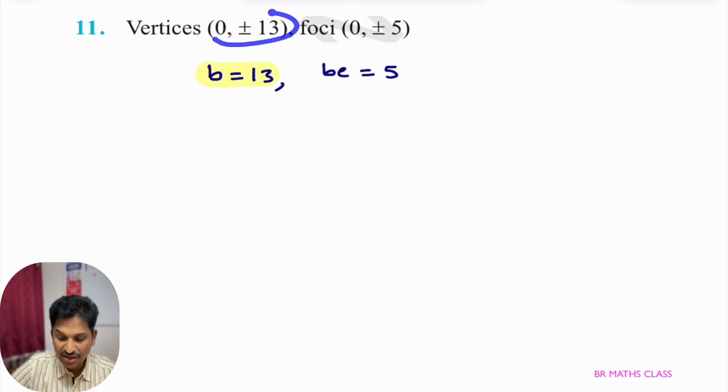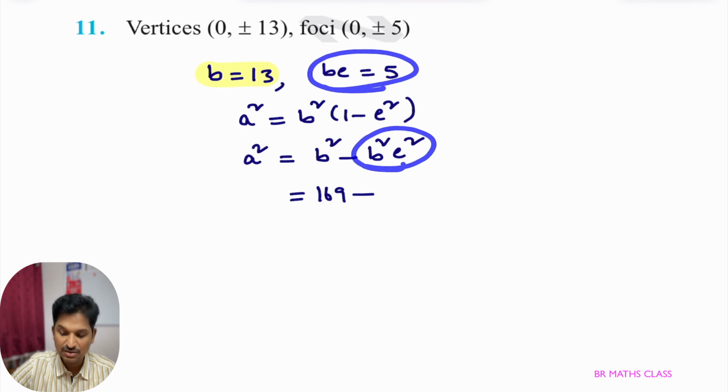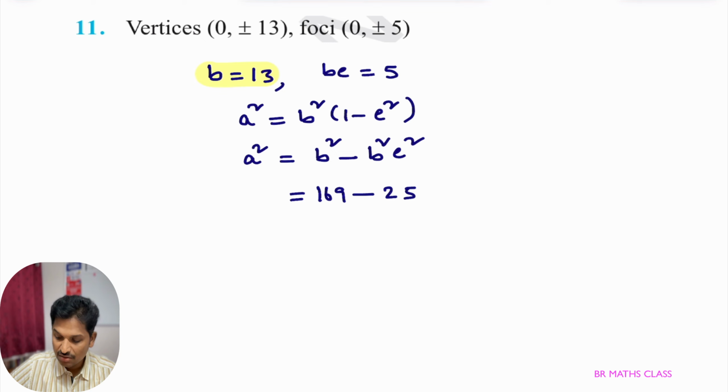By seeing this data, we can easily understand that this is the second type of ellipse, right? In the second type of ellipse, what is a square? a square is b square into 1 minus e square. Okay. Now multiply b square into 1 is b square, minus b square into e square. So a square equal to b square minus b square e square. Okay. What is b square? 169 minus b square e square. be is 5, na? b square e square is what? b square e square is 25. So 169 minus 25 is what? 144. So a square is 144.